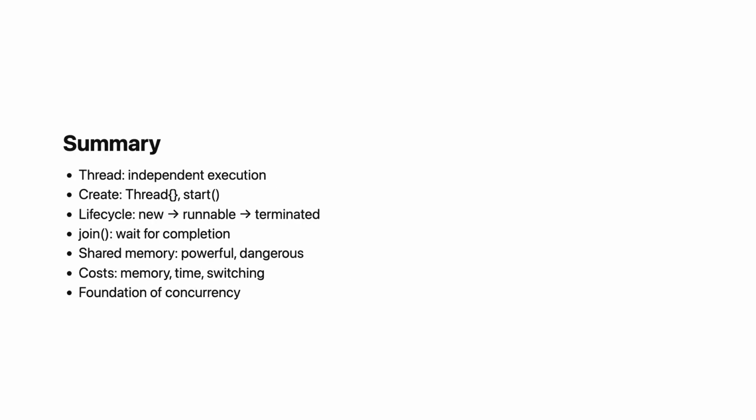Let us summarize. A thread is an independent sequence of execution. Create with thread with a code block and start with the start method. Threads go through a lifecycle: new, runnable, waiting, terminated.